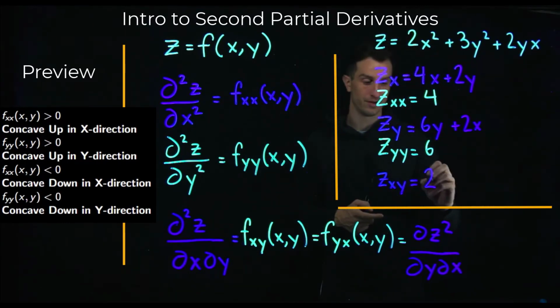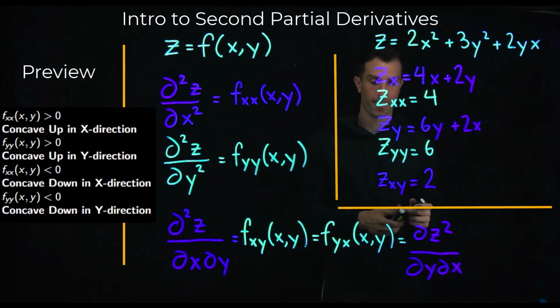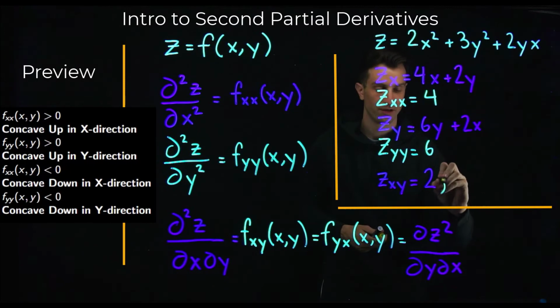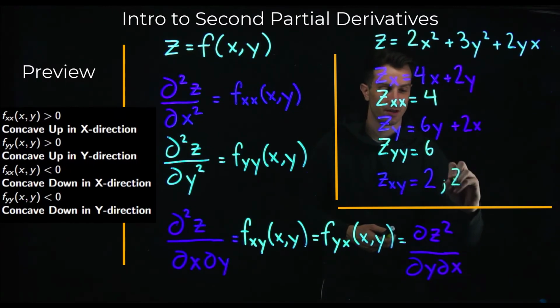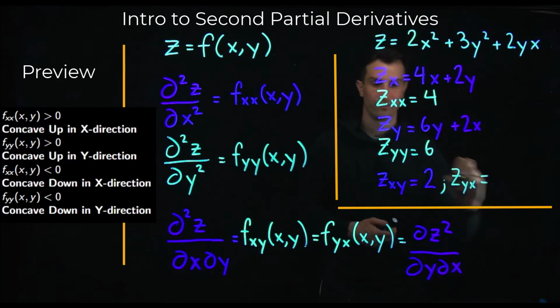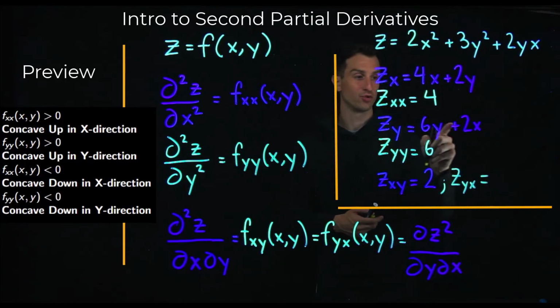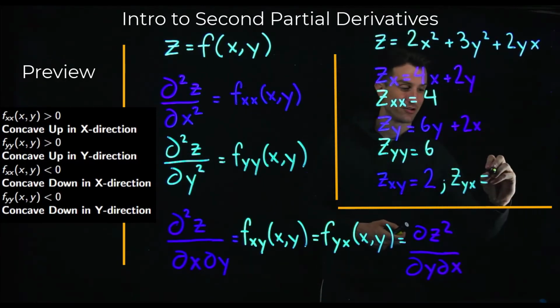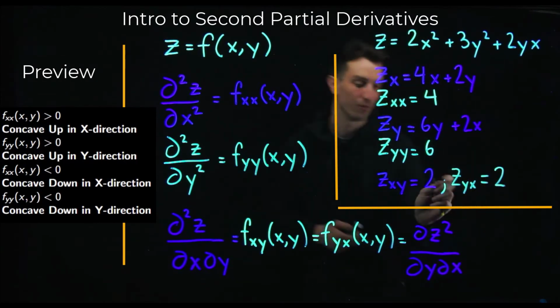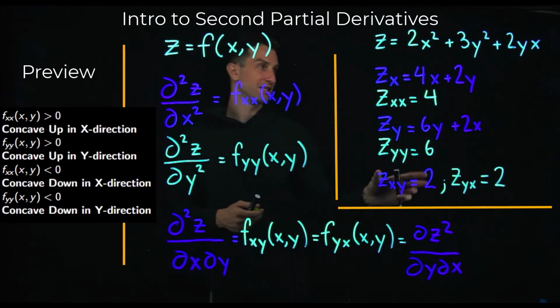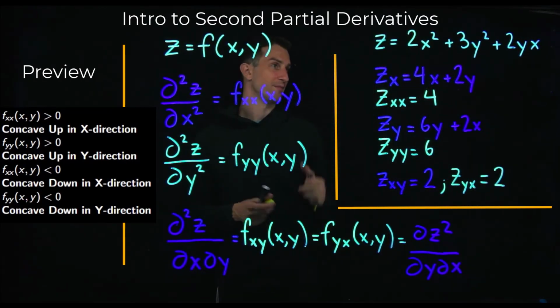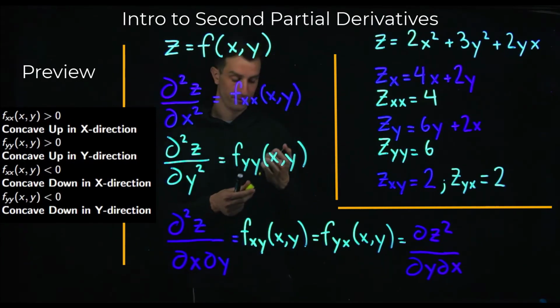Right, what do we notice? I'll put a comma here, just so we can prove a point. So z sub yx, well, if I look at z sub y and I take the partial derivative with respect to x, I also get 2. So again, these two will be equivalent if we are continuous on our domain, which we are here, meaning I can plug in any x and y.